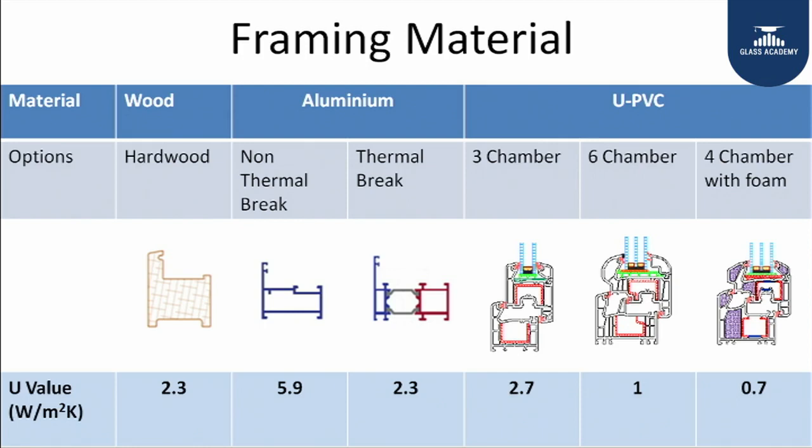So, a very low U value can be achieved in a PVC system with various configurations of multi-chamber and foam insulation. This is a trend which has been seen more in Europe rather than India, but just to give a perspective of different types of frames being used in the industry.